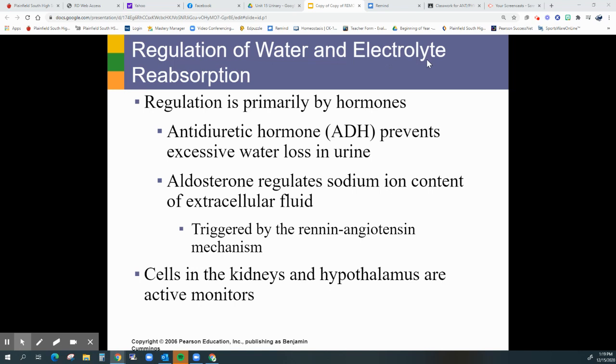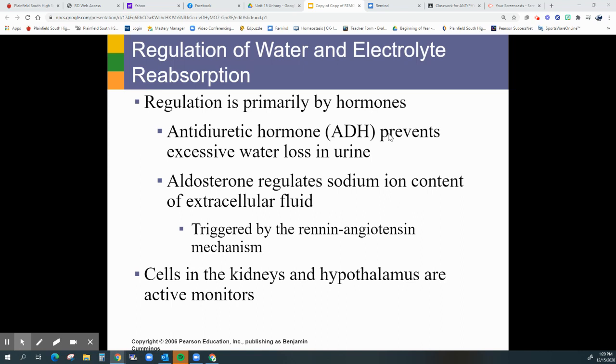All right. Regulation and absorption. Remember, this is controlled by hormones, usually by the hypothalamus here. The regulatory hormone that we're normally worried about when we look at kidney function is ADH, the antidiuretic hormone. This is the one that prevents excessive loss of urine. So if they're producing an appropriate amount of this, we should have a balanced water system.